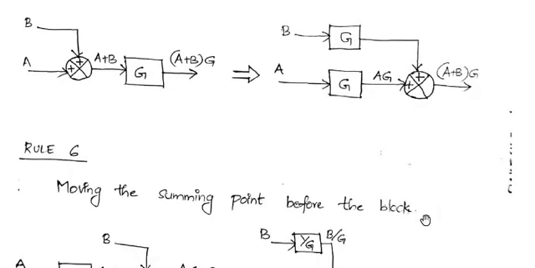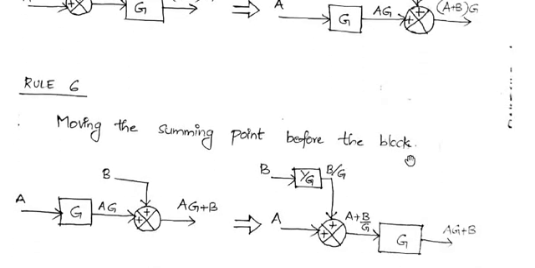So moving on to rule number 6, moving the summing point before the block. In the initial case we have the summing point over here, and we are trying to shift this summing point before the block. So let's check. Here we have a block with gain G. We are applying input A to the block, and the block will produce an output AG, and this AG will go to our summing point, and to the summing point we will also provide another input, which is B. If this is the case, the summing point will give the output AG plus B.